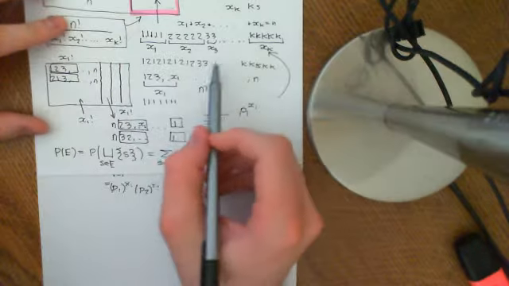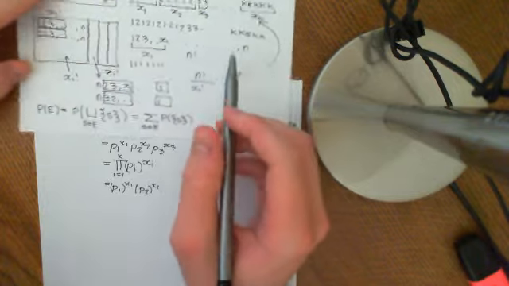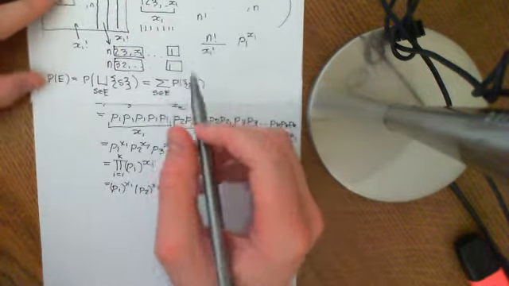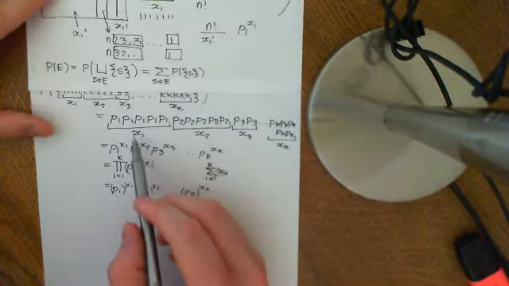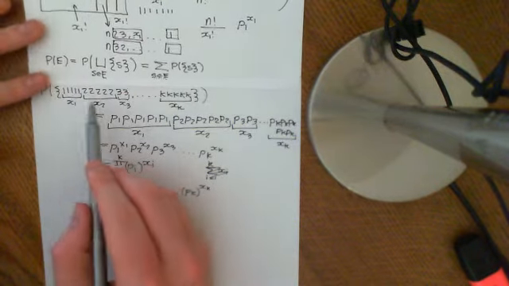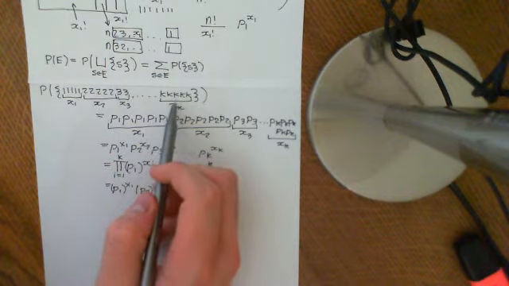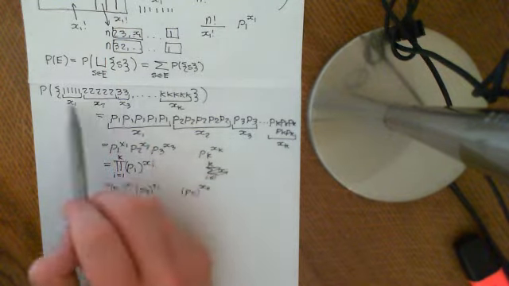So the next thing to argue is that every possible permutation of this is going to have the same probability. The reason being that if you take a different permutation, it's still got the same number of 1s in, the same number of 2s, the same number of 3s, and the same number of ks. So you've just rearranged them.